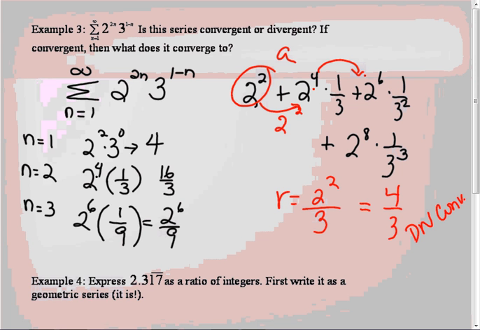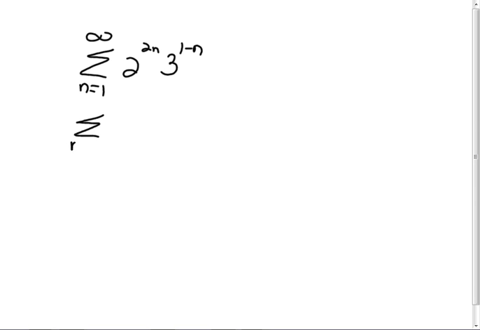Now, I want to do this a different way. I want to add a page because I want to show you how you can do it algebraically. This is what I call the brute force method. Just write out the terms, so you don't mess up like me. Okay, so it's 2 to the 2n, and it's 3 to the 1 minus n. That's really this. And it doesn't matter to me which way you do it.